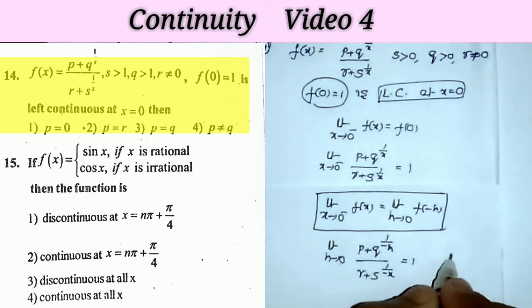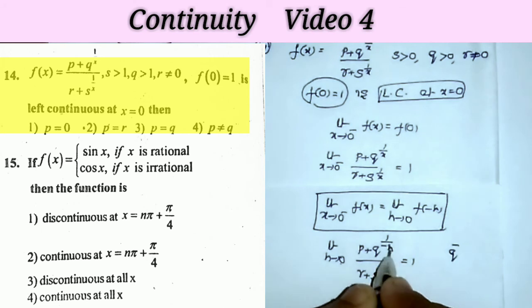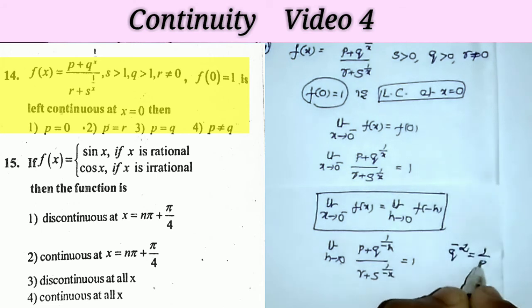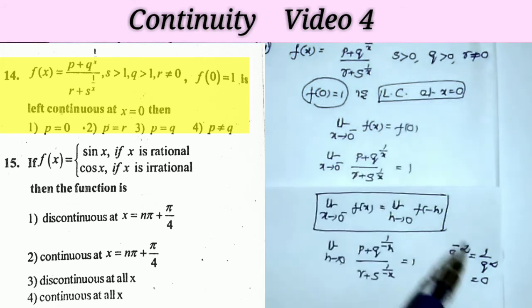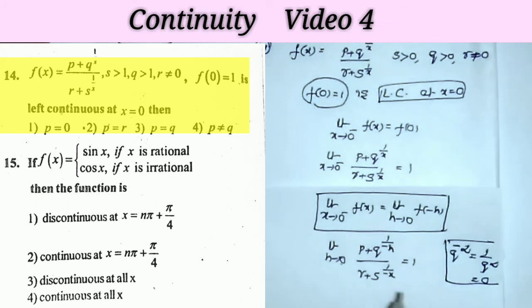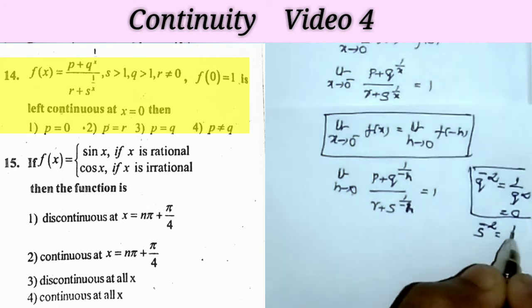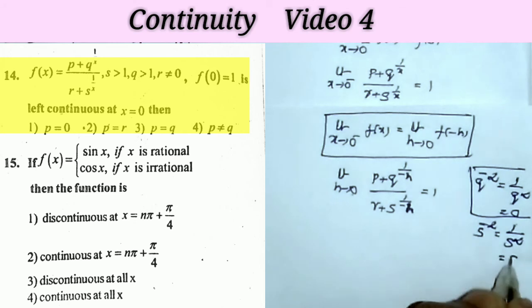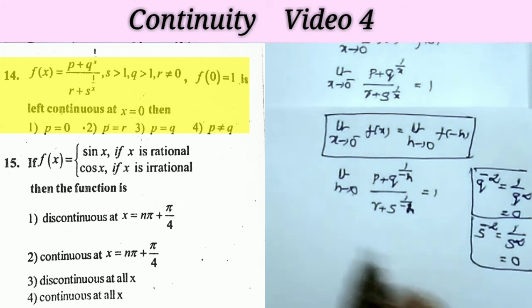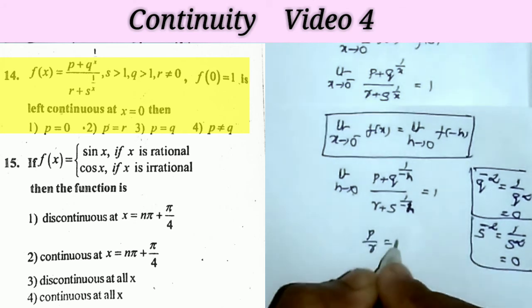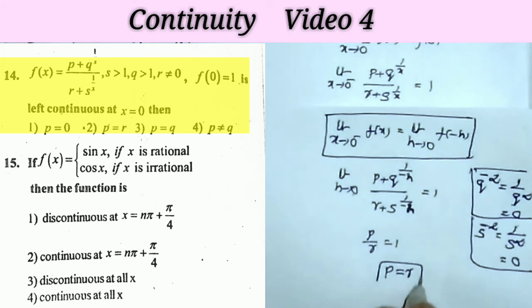Now what are these two values? h tends to 0, that is q power minus 1 by 0 is equal to infinity, that is 1 by q power infinity. Q greater than 0 means q is a positive value. Positive value power infinity is infinity. 1 by infinity is equal to 0. Similarly, s power minus 1 by 0 is also 1 by s power infinity, and 1 by infinity is equal to 0. Now these two values become 0, that is p by r is equal to 1. Then the value of p is equal to r. Therefore p is equal to r, and this is the second option.